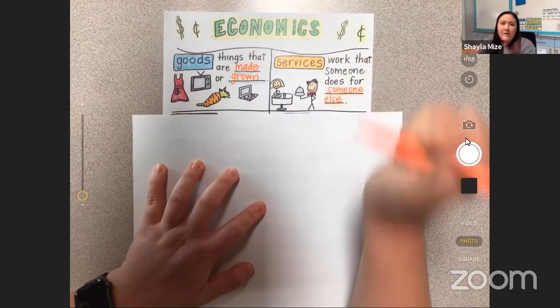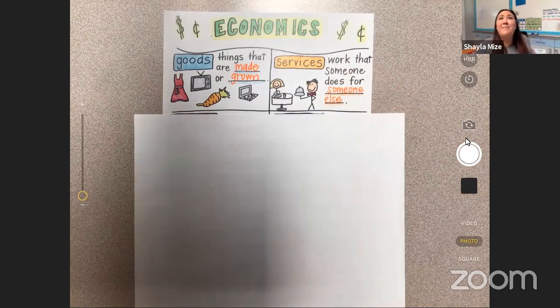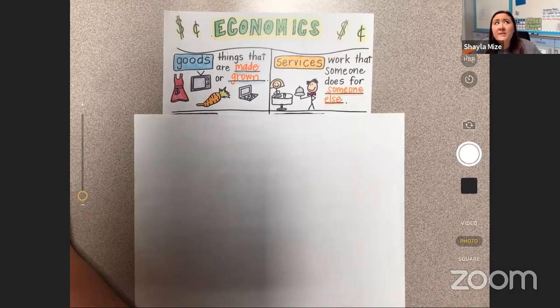So examples, a good. What is an example? Type in the chat an example of a good. Go ahead and type that in the chat. Give me one example of what a good is. One example of a good, something made or grown. Come up with something that's not on the. Okay, I see food, trees, candy, vegetables.